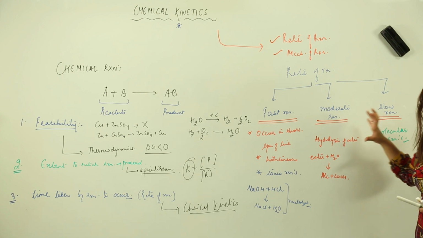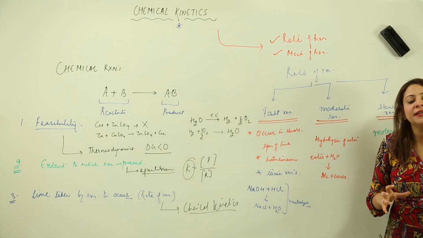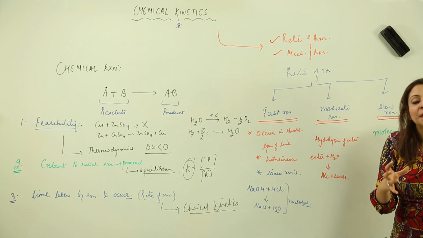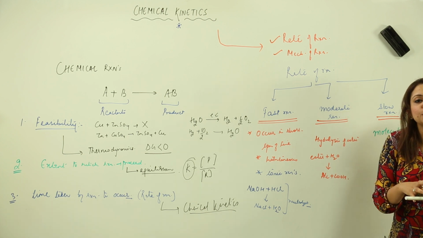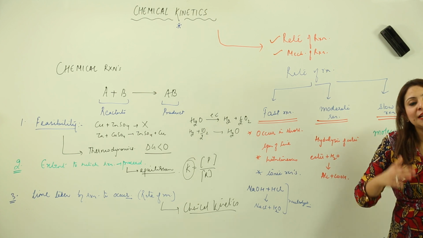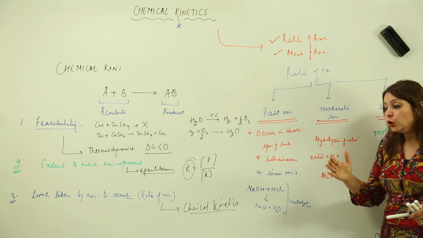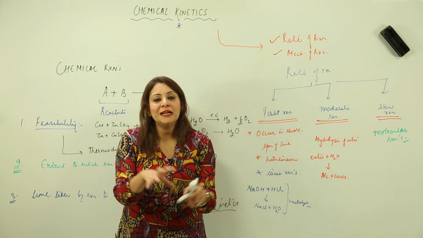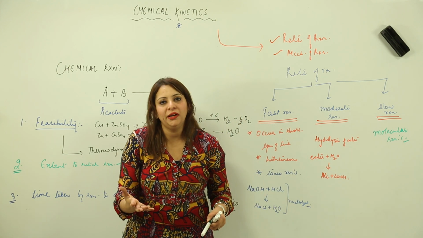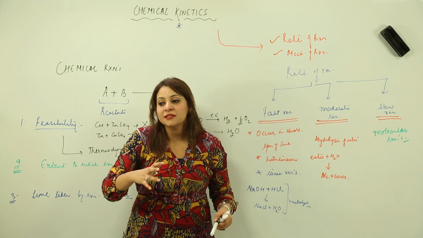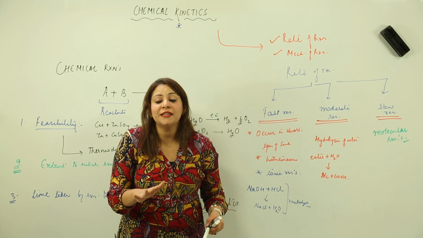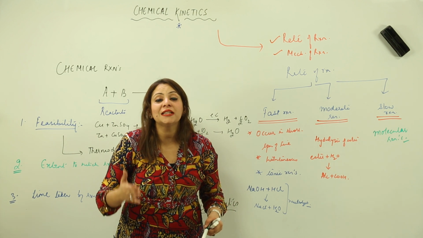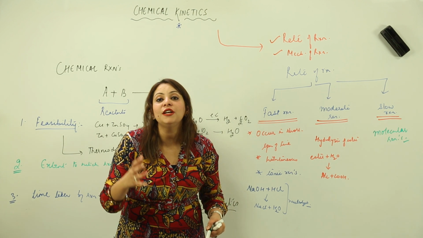What happens in a slow reaction? The old bonds break up and new bonds are formed between the constituents. So it takes time, and that is why it appears to be slow. Some reactions are so slow that when you add the reactants, you see nothing happening. It appears that the reaction is not taking place, but with the passage of time we see that the product is forming, but the rate of reaction is very, very slow.